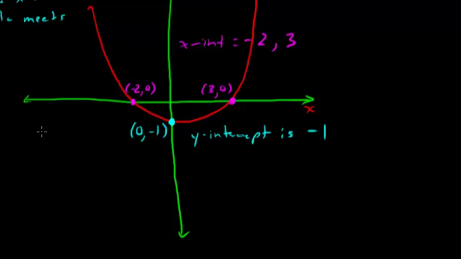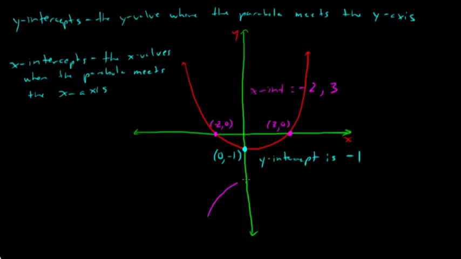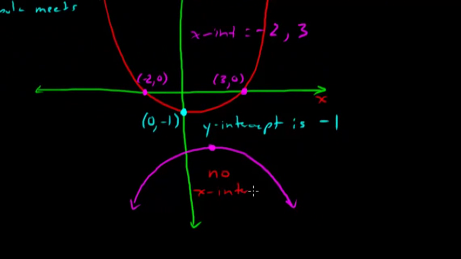Some parabolas will not have an x-intercept. So for instance, this parabola, its maximum is right here. It does not get high enough to touch the x-axis, so there are, as you can see here, no x-intercepts. This one has 2. You will always have 0 or 2. You can never have 1.